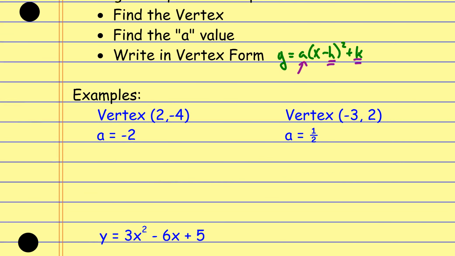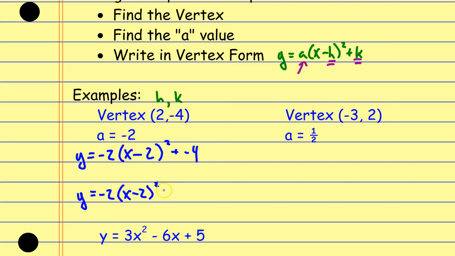For example, if I look at the first one, it says to find the vertex and the a value. Well, here I have the vertex and the a value, so they're already found. I just need to plug them into that vertex form, so y equals a, which is negative 2, times x minus h, and remember this is h, k right here. Just be careful with your signs here. It's minus a positive 2, so it's just x minus 2 squared plus k, which is a negative 4, and then I might just clean this up a little bit. Instead of having plus a negative, I'm just going to rewrite this as minus 4, and that's it.